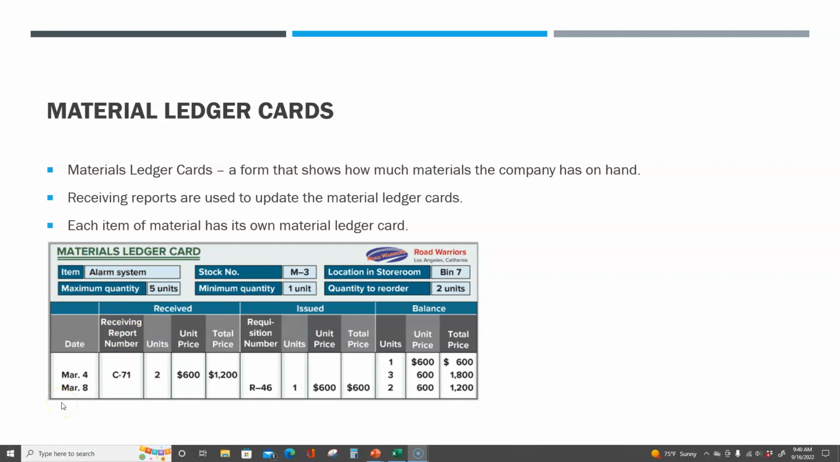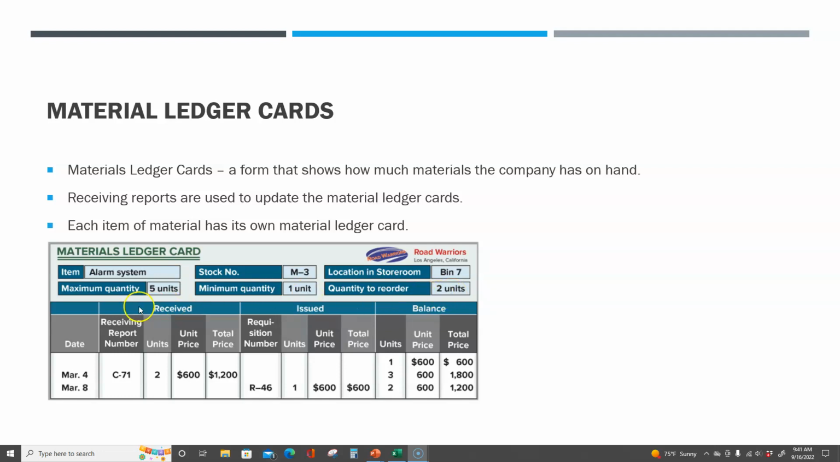The ledger card shows all the information that you need to find about the alarm system. The alarm system has a stock number, M3, that's assigned to it. The stock number is unique for each item of inventory they carry. There is a location in the storeroom, so this is located in bin 7. They have a maximum quantity and a minimum quantity they should have on hand. Once they reach the minimum quantity or close to it, they need to reorder, and it shows how much quantity of items they need to reorder.